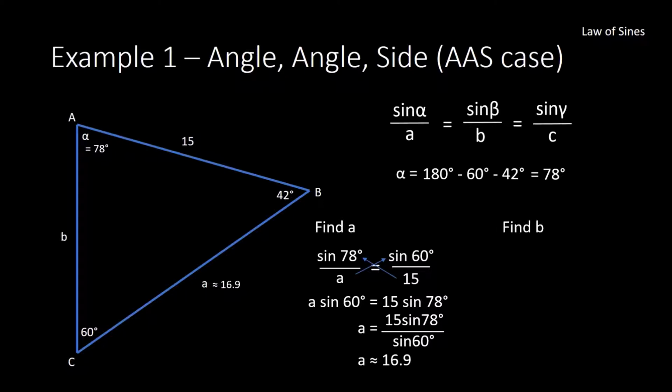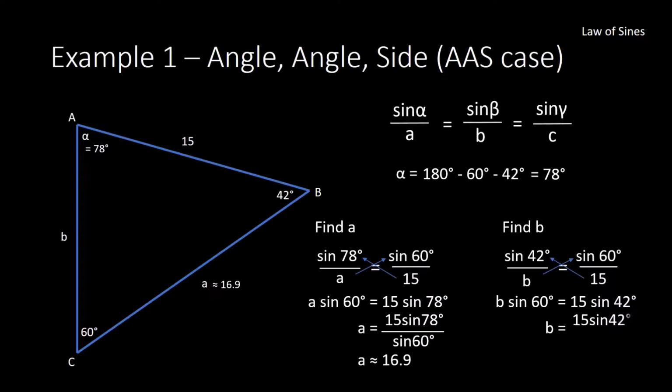Now to find B, we do the same steps as before. Sine of 42 degrees over B equals sine of 60 degrees over 15. Cross multiply and we'll get B times sine of 60 degrees equal to 15 times sine of 42 degrees. Divide both sides by sine of 60 degrees to get B. B will be 15 times sine of 42 degrees over sine of 60 degrees, which is about 11.6.